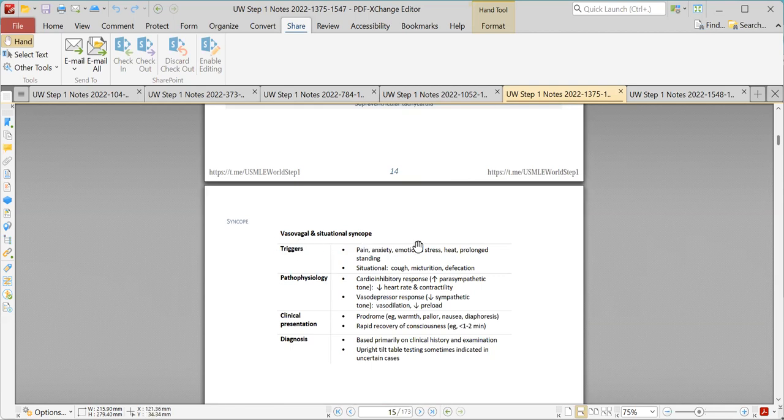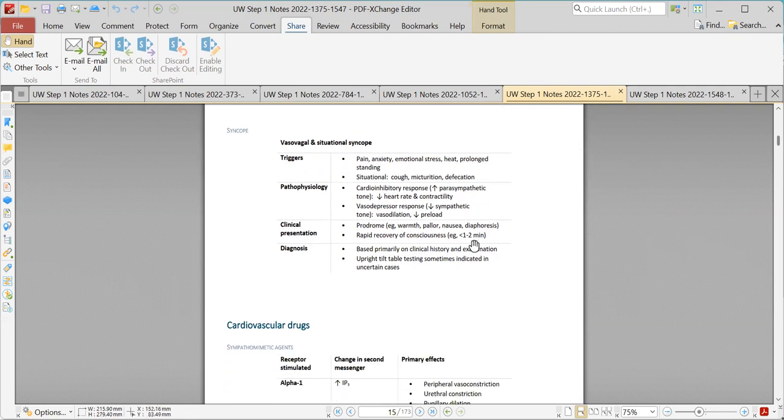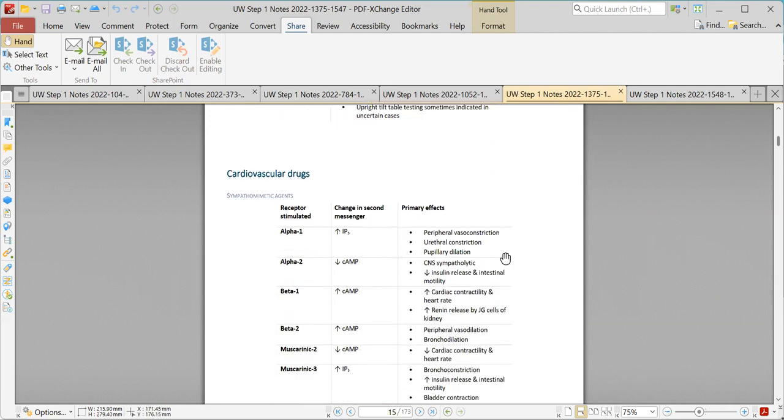So vasovagal and situational syncope. This happens when there's pain, anxiety, emotion, heat and prolonged standing. There is an increase in parasympathetic activity, so there is a decrease in the heart rate and a drop in the BP, and the patient falls down. There is a decrease in the preload and vasodilatation. But the recovery is very quick. Within 1 to 2 minutes, they will wake up. Okay.